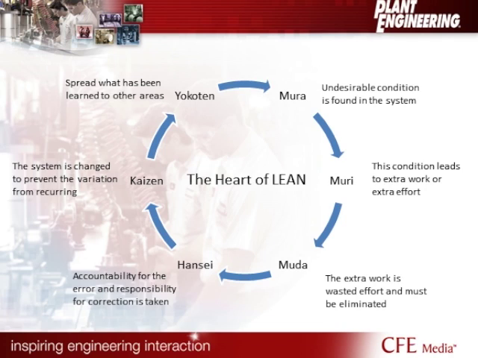So this is that cycle. This is what becomes the heart of Lean as we move forward. We want to look for the undesirable conditions. We want to identify the extra work that those conditions are generating. We want to then move through and eliminate that extra work and then communicate that out to the larger organization going forward as we move through this process.